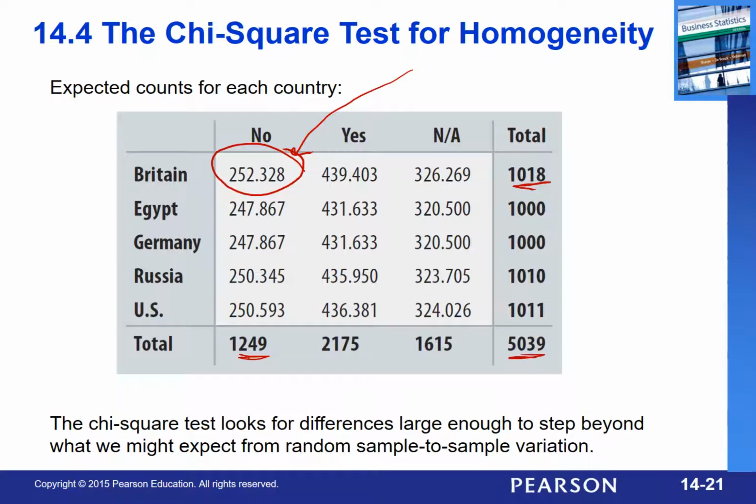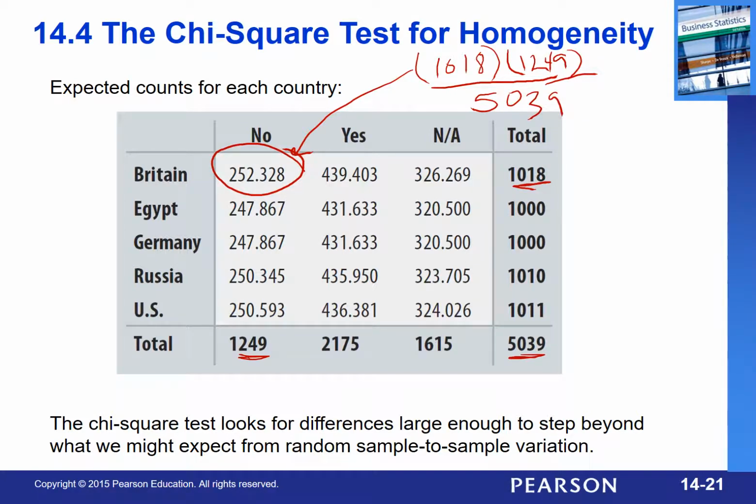So what this ends up looking like is I take my column total for that cell times the row total for that cell, and then divide by the total. And that will give you your expected counts.